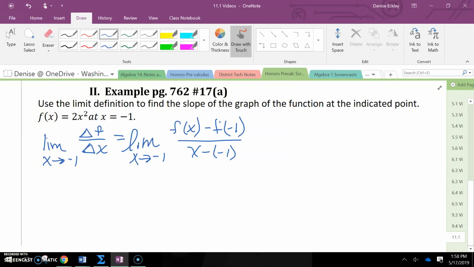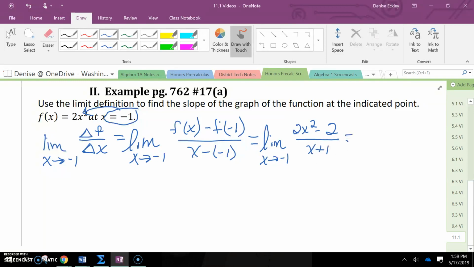Okay, so again, like one of our earlier examples, we are going to leave the x in our limit definition because we want to be able to change that as x is approaching -1. So our function is 2x squared. And we're going to subtract from that the value when we substitute -1 into the function, and we get 2, and that's going to be over x plus 1.